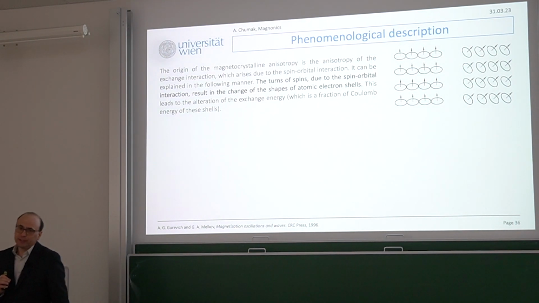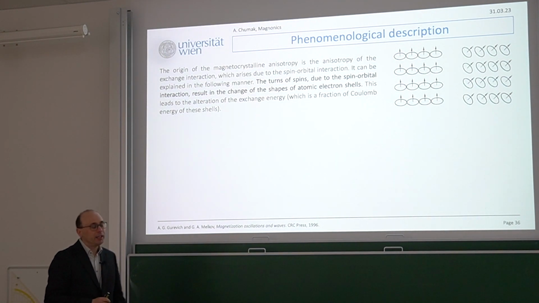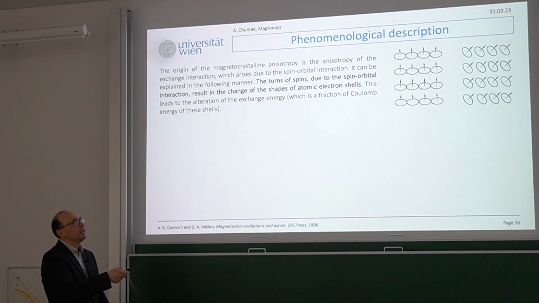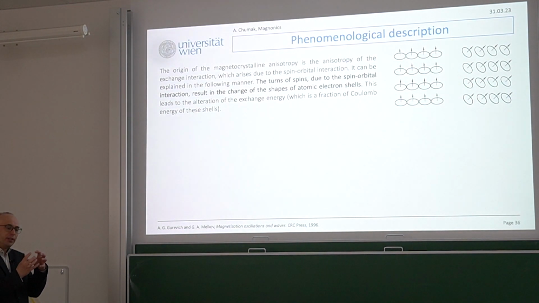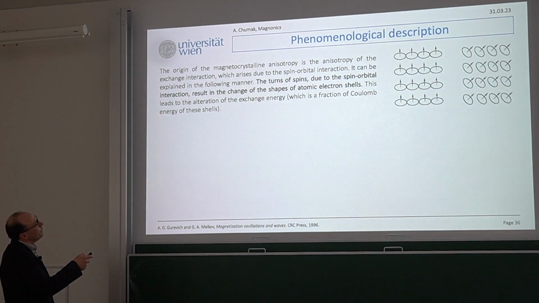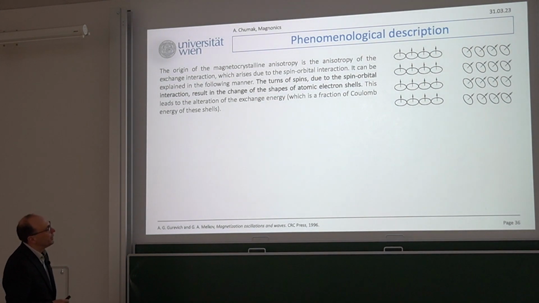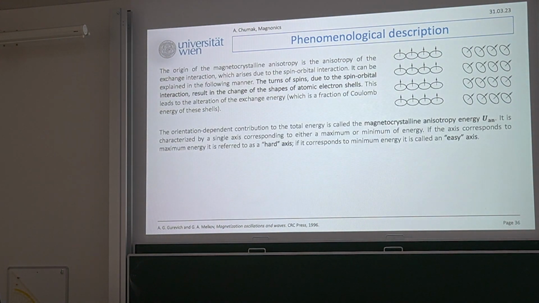And why is it critical? Because we discussed that the Heisenberg exchange interaction strongly depends on the overlap between the orbitals, so electrons should jump from one to another. When you change the overlap between orbitals, you change the exchange interaction, which means you change magnetic properties. As a result, the magnetic response for one magnetization or another will be different. So the turn of spins due to spin-orbit interaction results in a change of the shapes of the atomic electron shells. This leads to a change in the exchange energy, which is a fraction of the Coulomb energy, as we discussed, the spin-dependent one. If we have this, then we again get the terms hard and easy axis.